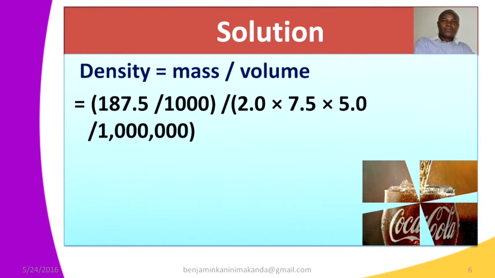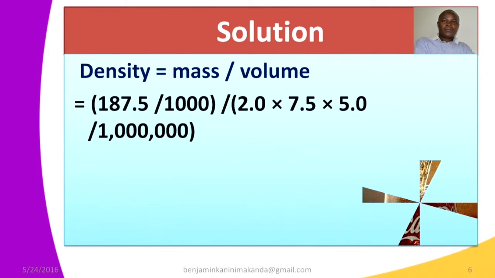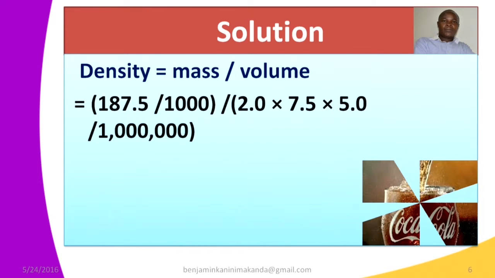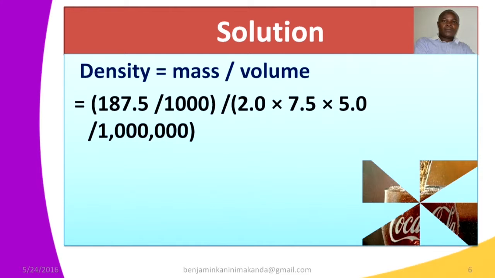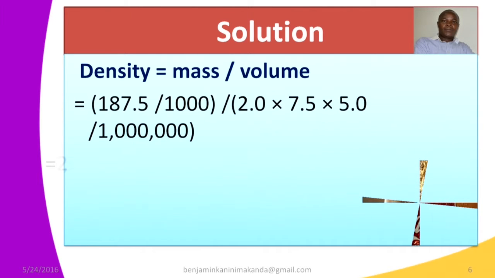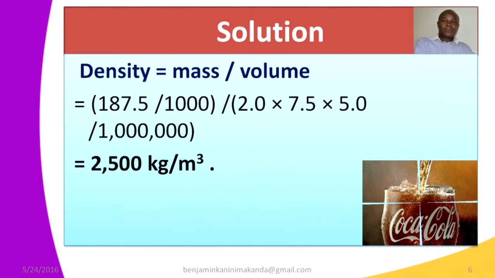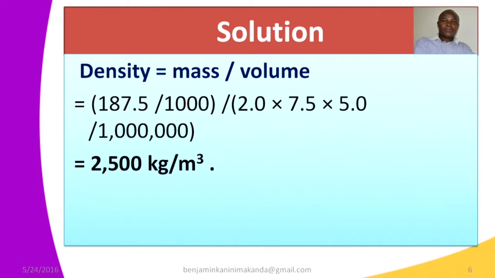Then what do we get from this calculation? Maybe you're trying it at home. So which value do you get from this calculation? Work it out in 2 seconds. So do you get this value here? 2,500 kilograms per meter cubed. This becomes the density of the glass. This becomes our density.